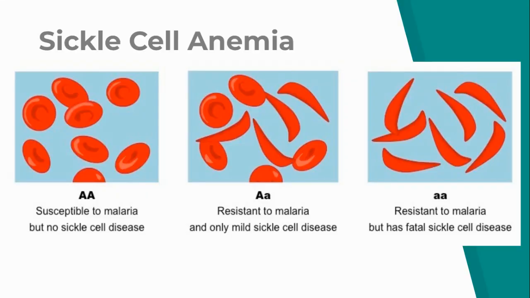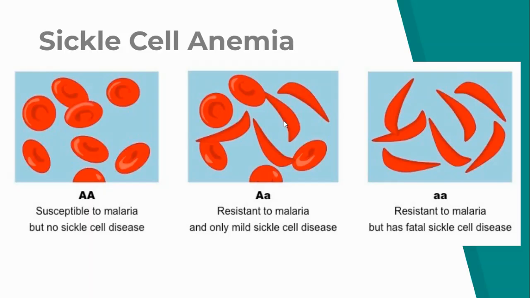In sickle cell anemia, which is a genetic disorder, if you are homozygous, you will either have all normal red blood cells that are this donut shape, or you can have all your red blood cells be this sickle shape, which is fatal. If you're heterozygous, you have both donut-shaped red blood cells and sickle-shaped red blood cells.